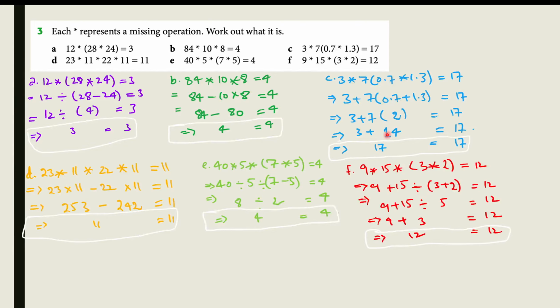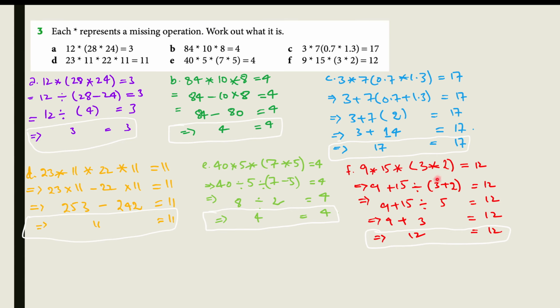So we have to guess. Now we have 3 and 14. What can be between them that can give us 17? If we do the addition, 14 plus 3 is equal to 17. And the last one, we have 9 * 15 * (3 * 2) in the parentheses.